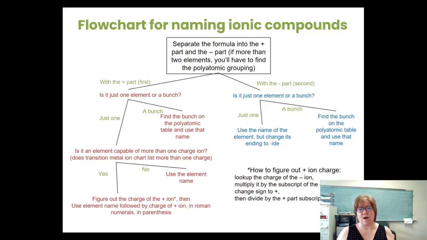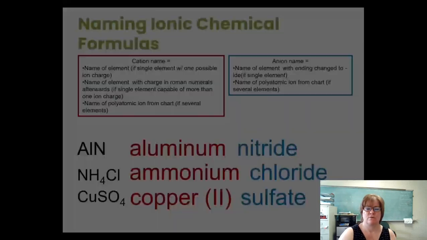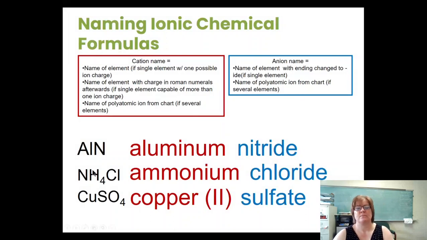You are going to have to practice using backwards math to figure out if it's one of those metal ions that is capable of more than one charge. You're going to have to use some reverse math to figure out which charge is the one in this neutral ionic compound, and then include that charge in Roman numerals. So this is an overview. Again, we have our cation and our anion name, so it should be two words for every ionic compound name.